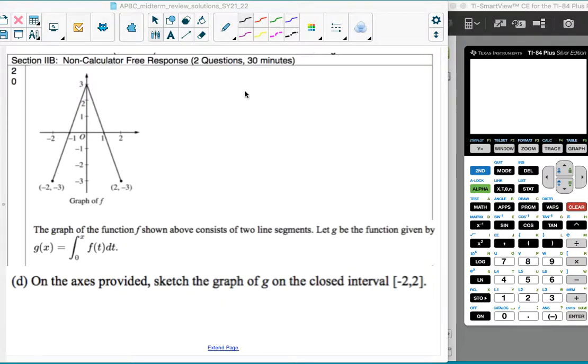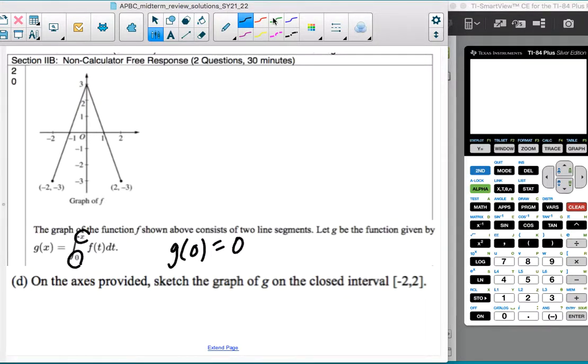So here's the thing. I know a few things, okay? The first thing I know is that when the bounds of an integral are the same, the area inside that integral is 0, right? So g of 0 definitely has to be 0, right? But I also know that g of 2 is going to be 0 and g of -2 is going to be 0. And here's why I say that.